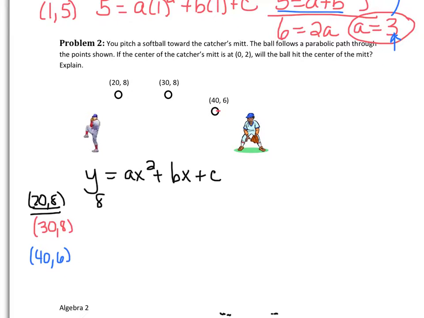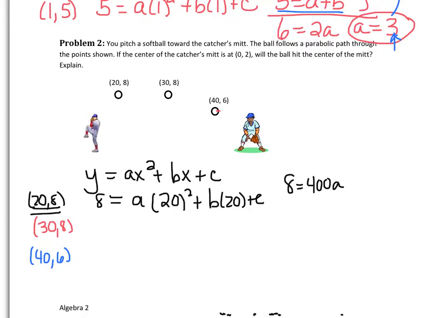So I'm going to get 8 equals a times 20 squared plus b times 20 plus c. And as we clean that up, you're going to get 8 equals 400a. I'm going to square 20 and get that, plus 20b plus c. And that's my first equation.